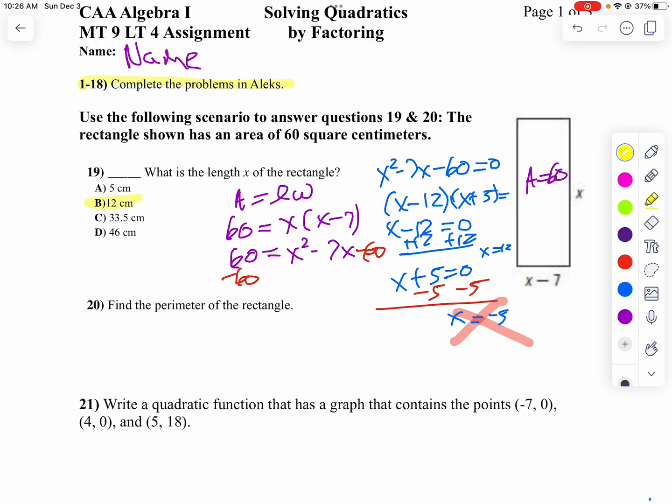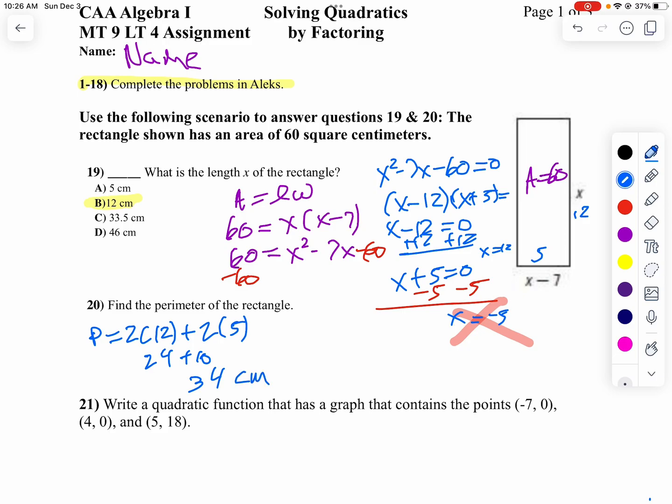Now if we go back here, that tells me then 12 minus 7 is 5. Whoops. Always forget to do that. 12 minus 7 is 5, and we got 12 for a side. So find the perimeter. I'll take 2 times 12 plus 2 times 5. So it'll be 24 plus 10, which would be 34 centimeters. Don't forget your centimeters.